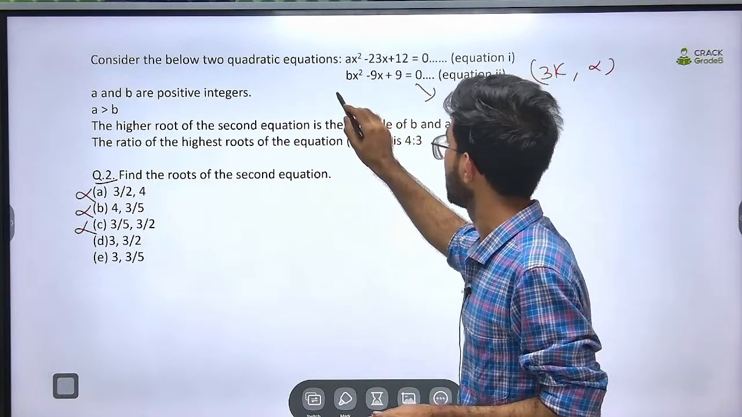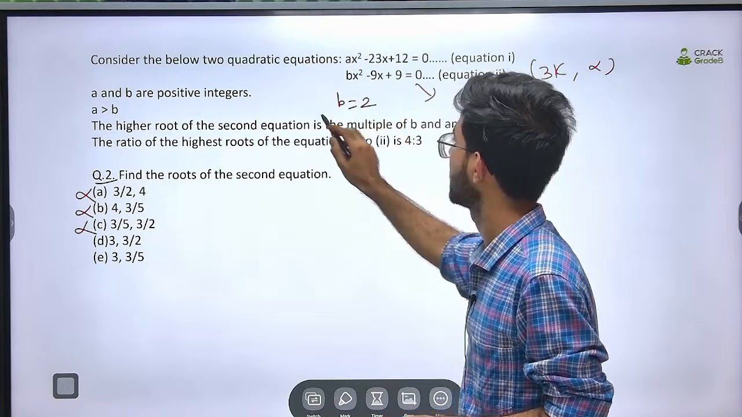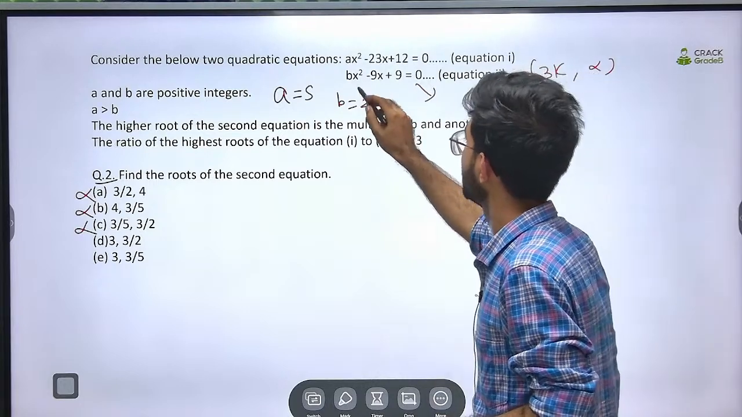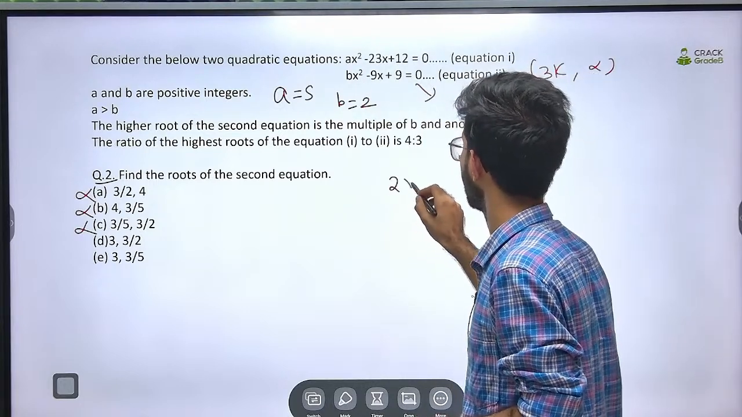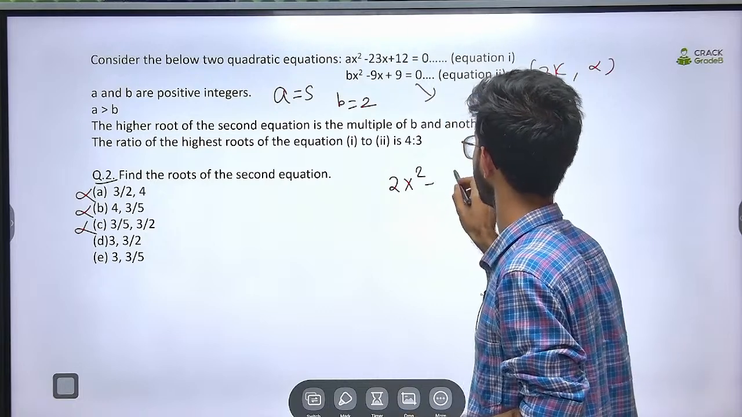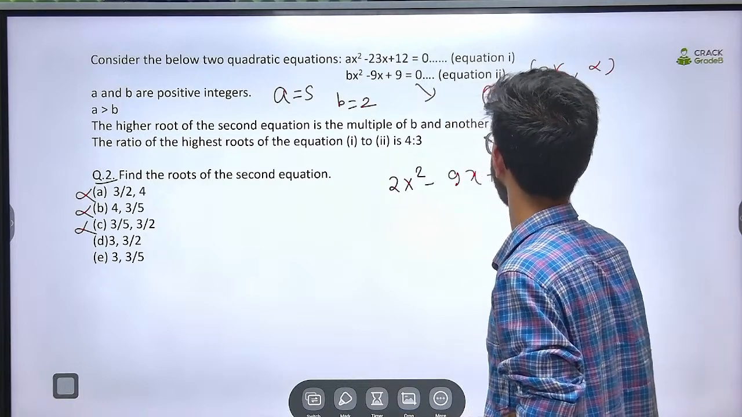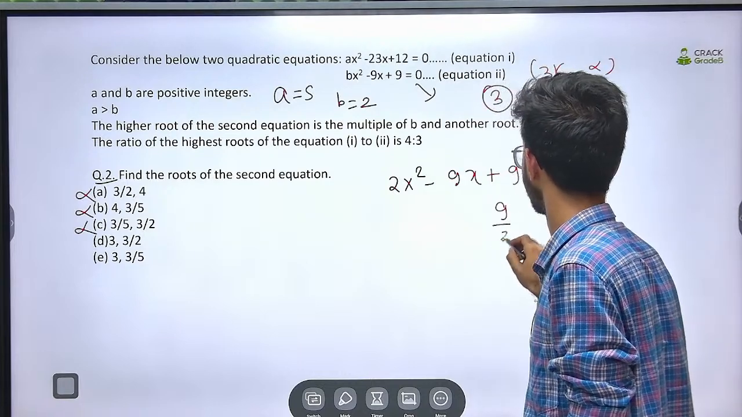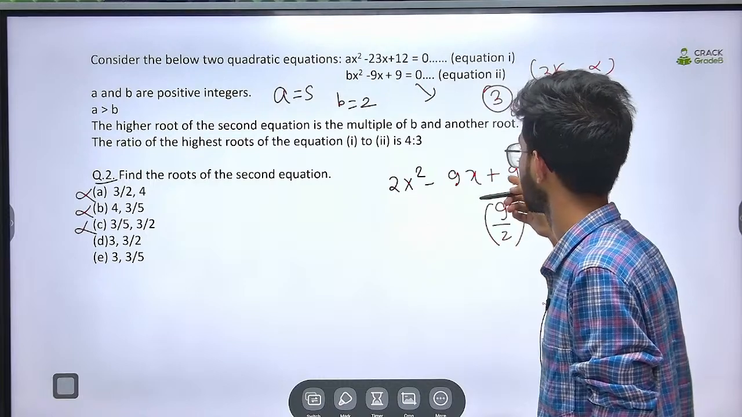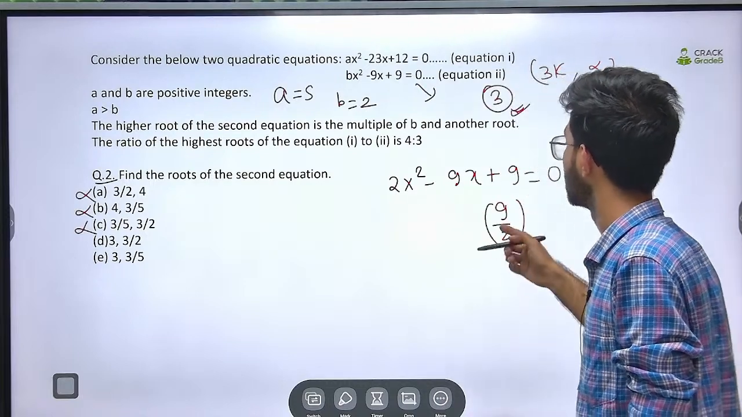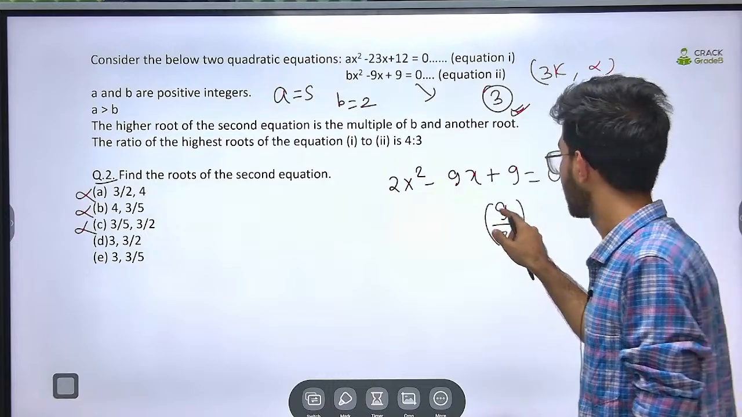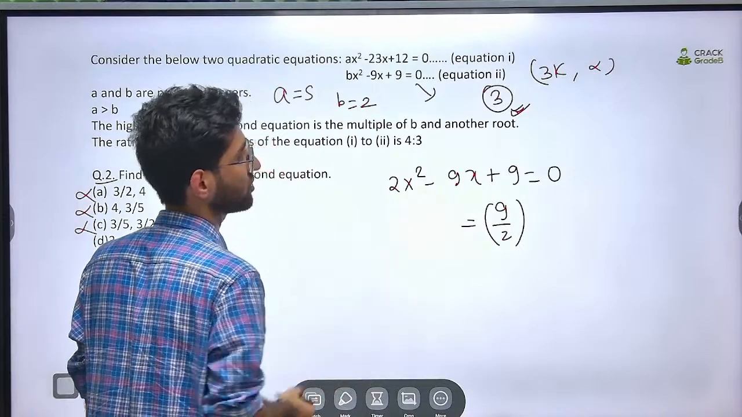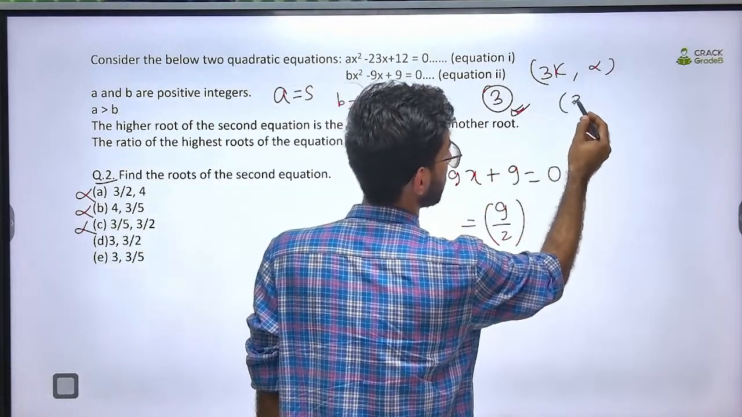But try to recall from question number 1 that we have found that the value of b equal to 2 and the value of a equal to 5. So if the value of b equal to 2, we can write equation 2 in this way: 2x square minus 9x plus 9. So what is the product of roots? The product of roots is 9 by 2, since c by a is the product of roots for ax square plus bx plus c. We also know that 3k and alpha are the roots of equation 2, but we know that the value of 3k is 3.